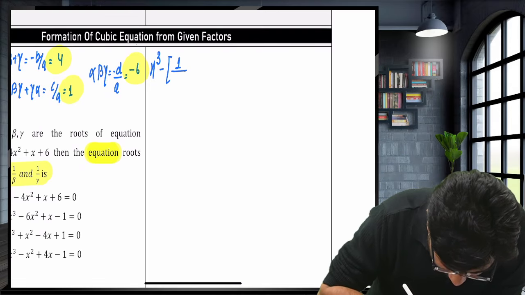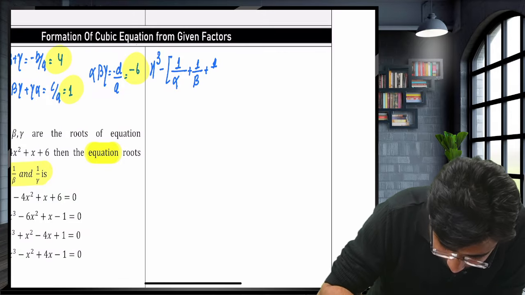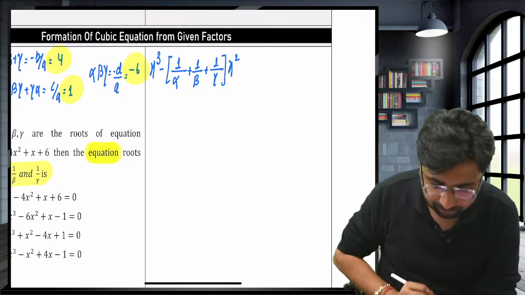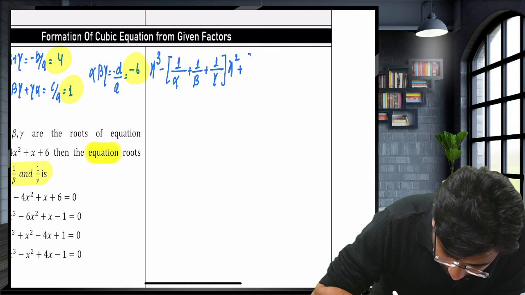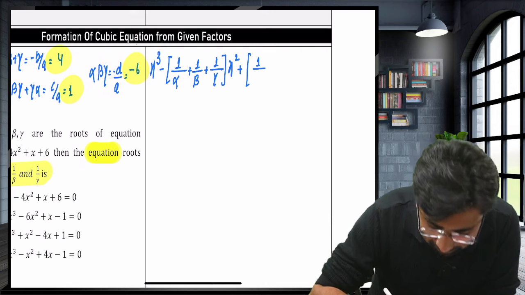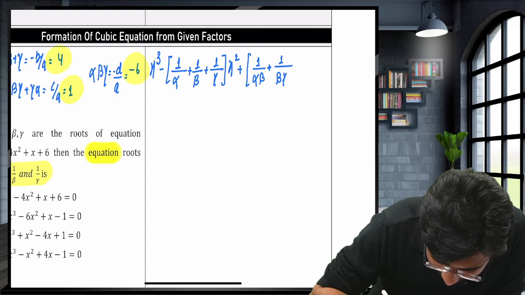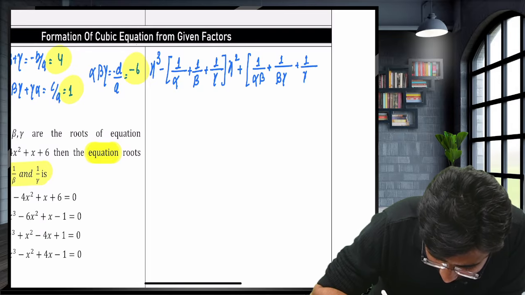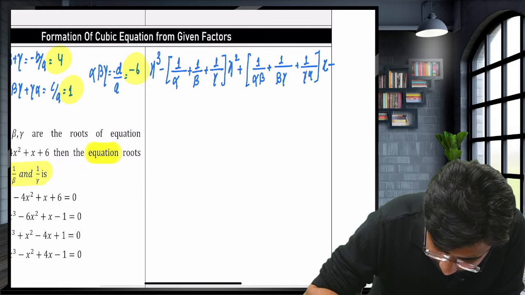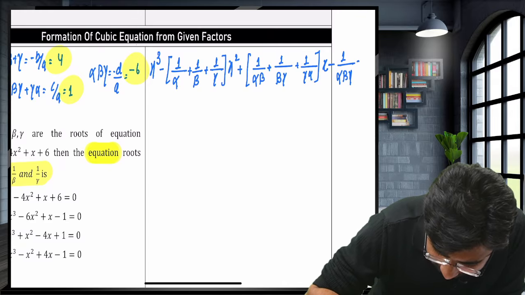What is the sum? I need the equation whose roots are these. Sum of the roots into x square, minus, plus the cyclic product: 1 upon alpha into 1 upon beta, that is 1 upon alpha beta plus 1 upon beta gamma plus 1 upon gamma alpha, into x, minus, plus, again minus product of the roots, 1 upon alpha into 1 upon beta into 1 upon gamma, is equal to 0.